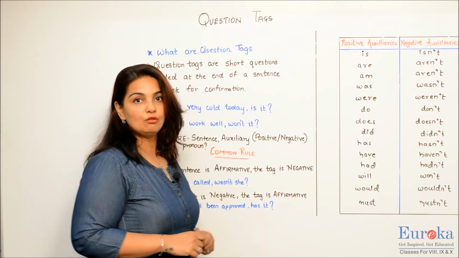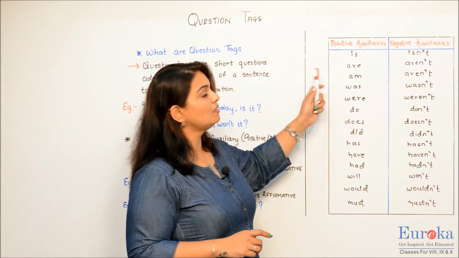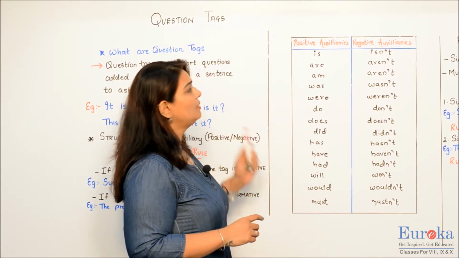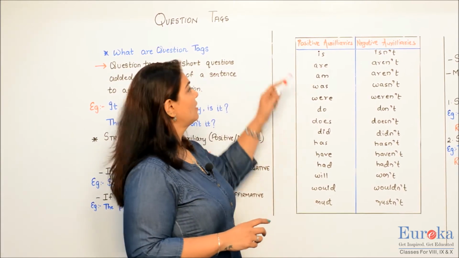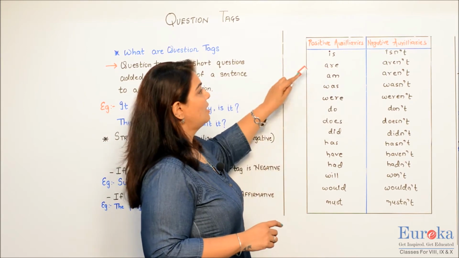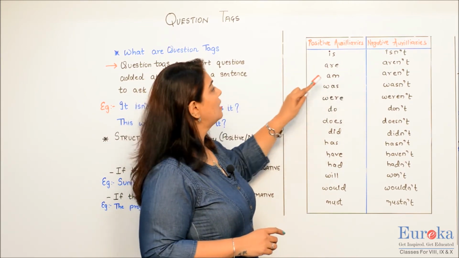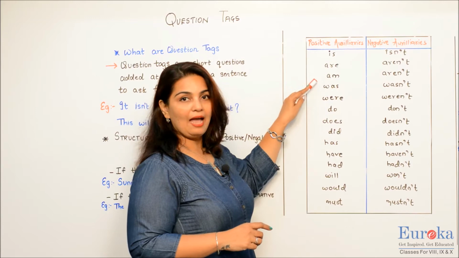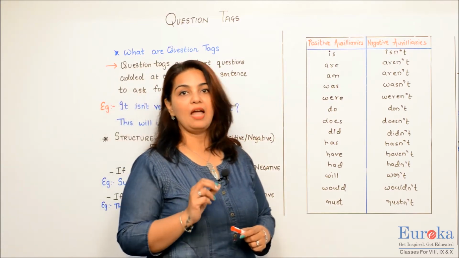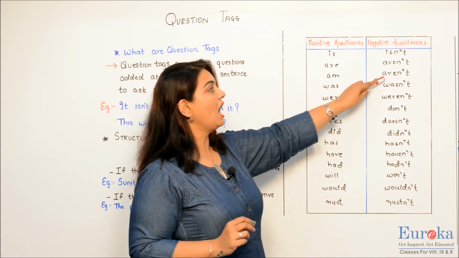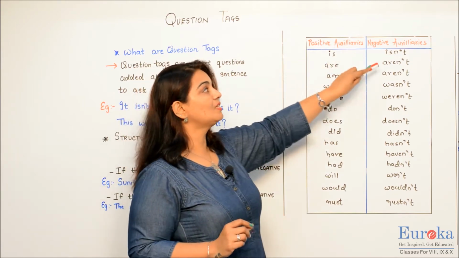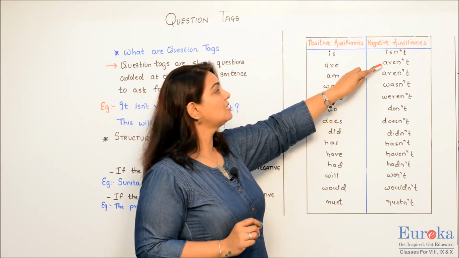So students, let's look at some of the positive auxiliaries and the negative auxiliaries that will be most commonly used in question tags. The first one is is, the negative is isn't; are, aren't; am. Now over here with am, you will never use the word "amn't" because there is no word called amn't. So we generally use aren't. So, please pay attention again. Are and am will have the same negative auxiliary, that is aren't.